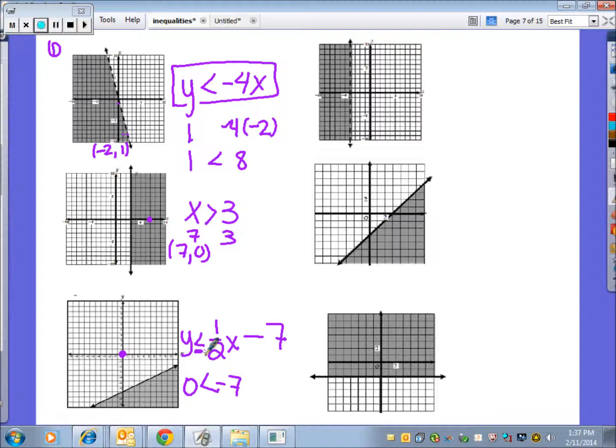This needs to have a line underneath it. Oh, I made that mistake up here. It also needs a line underneath it because these are solid lines. So up here, let's check it real fast: x is greater than or equal to 3. Down here, y is less than or equal to 1/2 x minus 7. I'd like for you now to go through and do the rest of these on your own.